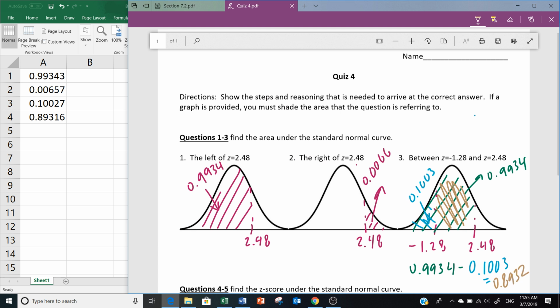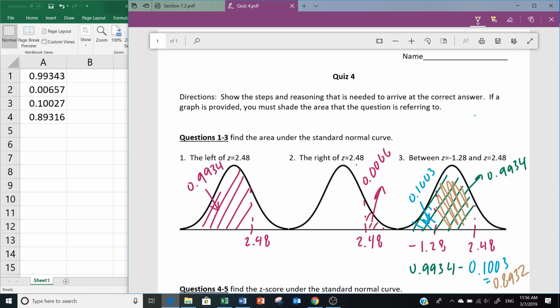Okay, questions on number 3? Yes. Add them and subtract them. You added them together and you subtracted one. I added both of the areas of each of them, and I did 1.28 and 2.48, added them and then I subtracted them.